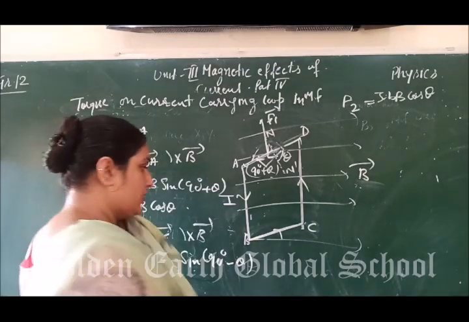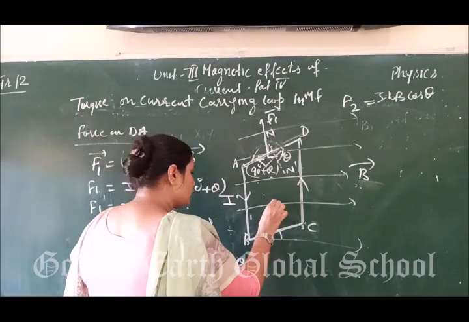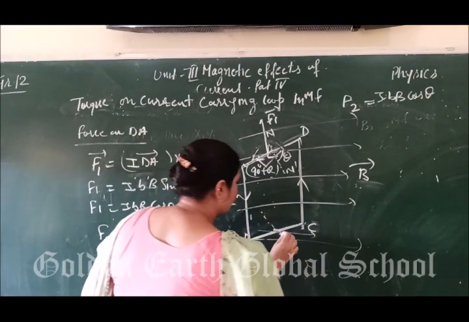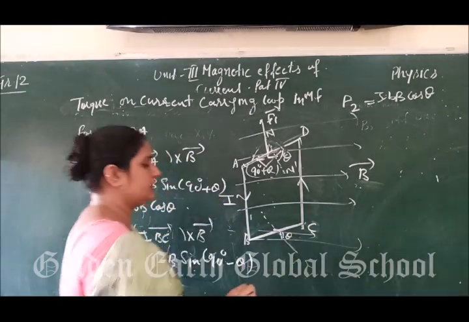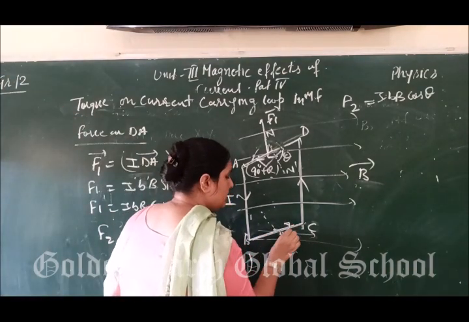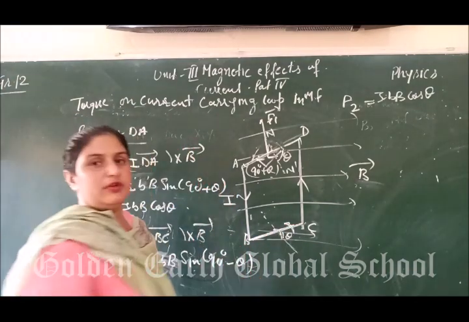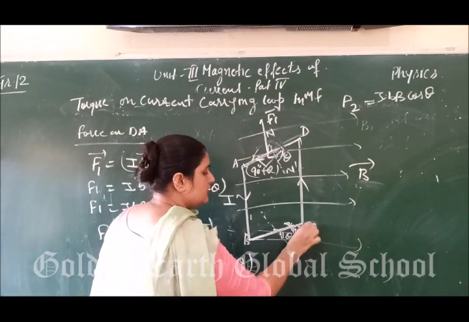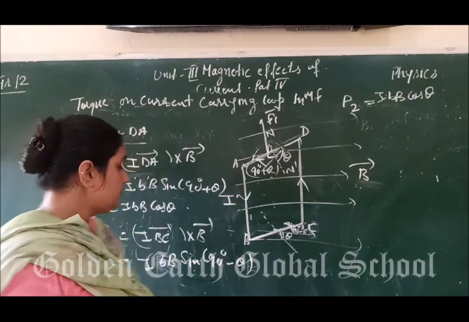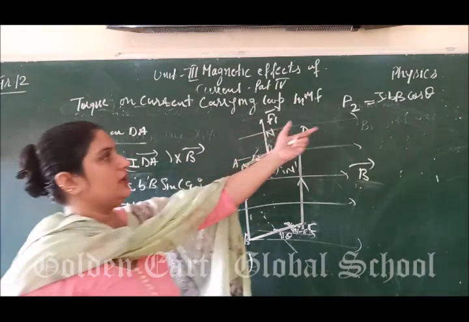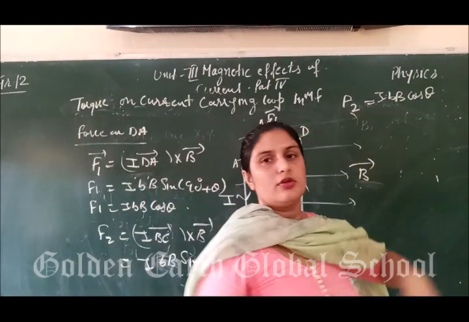Now I have mentioned that the normal drawn to this, if I am going to draw the normal and here is the magnetic field, this angle is the theta. Now I am going to calculate the angle between the IBC and magnetic field B, and obviously it will be 90 degree minus theta from here. So F2 is equal to IBB sin(90 degree minus theta), F2 is equal to IBB cos theta.